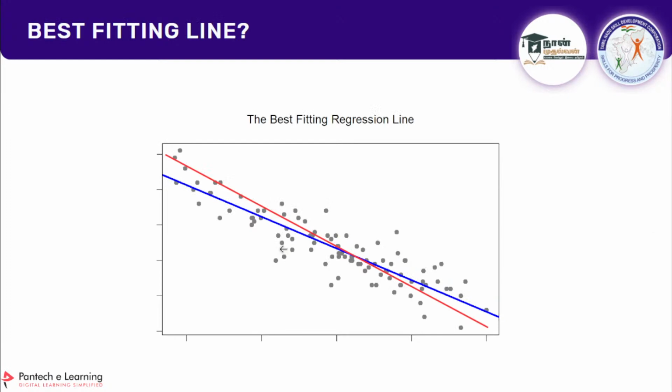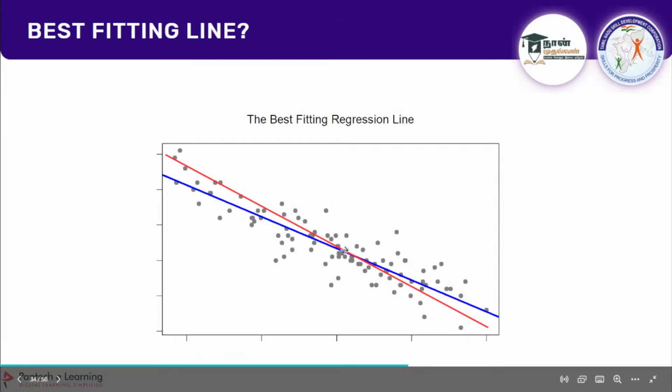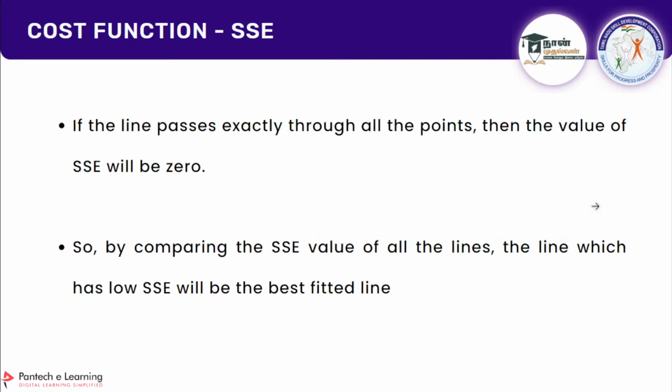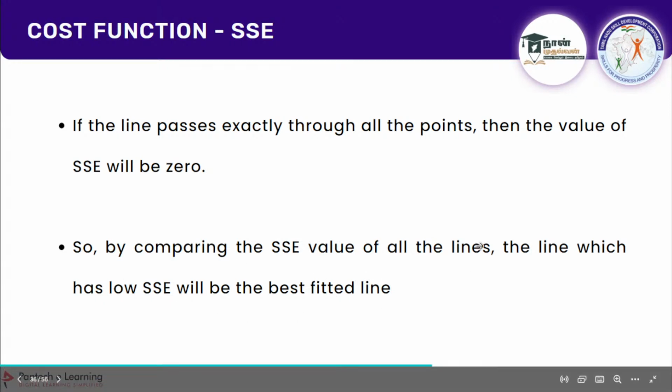So what you can do is draw some line which has the least SSE value. Okay, I got this blue line and red line. For example, if this red line has the least value of SSE, then this will be the best fitting line. Based on that I can take the output. Clear? If the line passes exactly through all the points, then the value of SSE will be 0. So by comparing the SSE value of all the lines, the line which has the low SSE value will be the best fitted line.